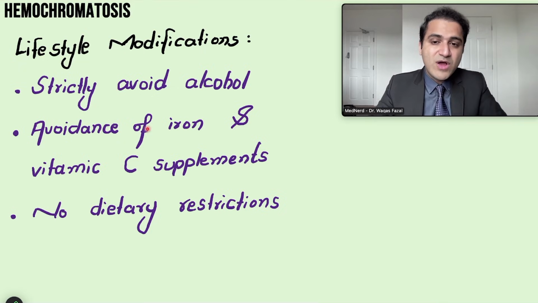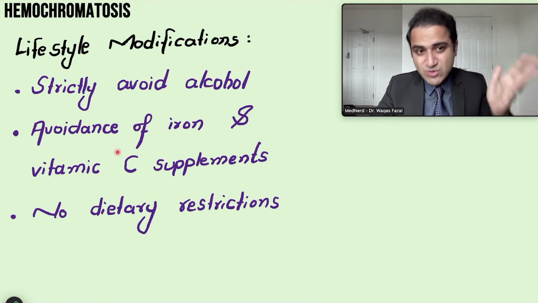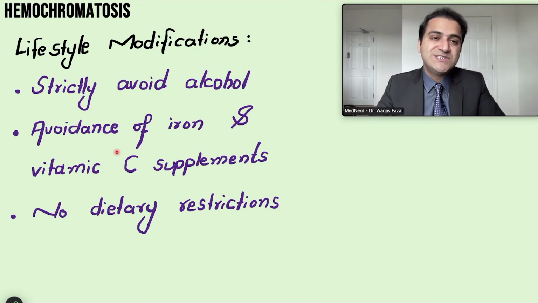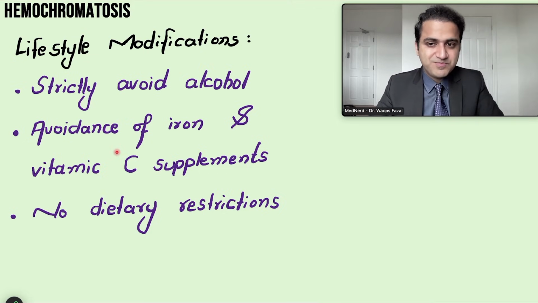These patients have to avoid iron or vitamin C supplements. Why do they avoid vitamin C supplements? Because vitamin C causes excess absorption of iron. Usually, patients who are iron deficient are prescribed iron supplements, and with iron supplements, vitamin C is also prescribed. A very common MCQ question as well: why is vitamin C prescribed with iron? Because vitamin C increases the absorption of iron. Therefore, you have to avoid iron and vitamin C supplements.